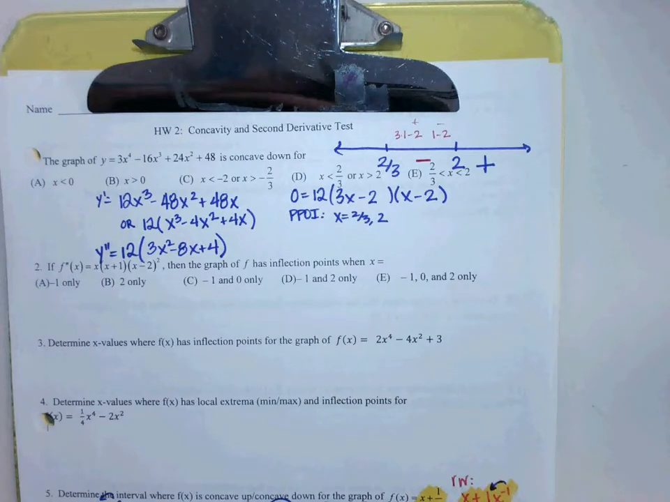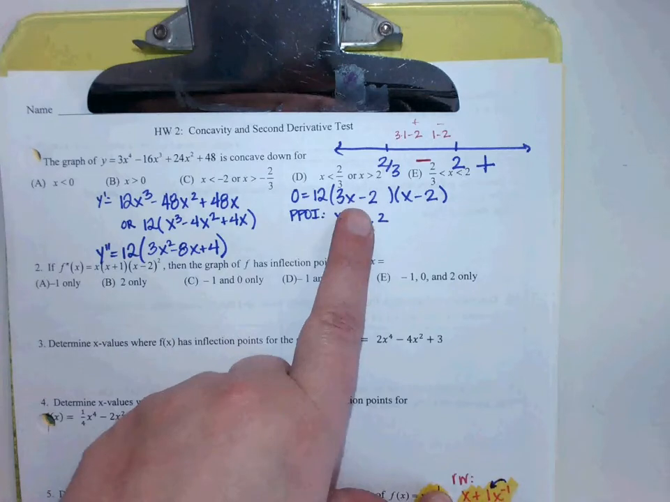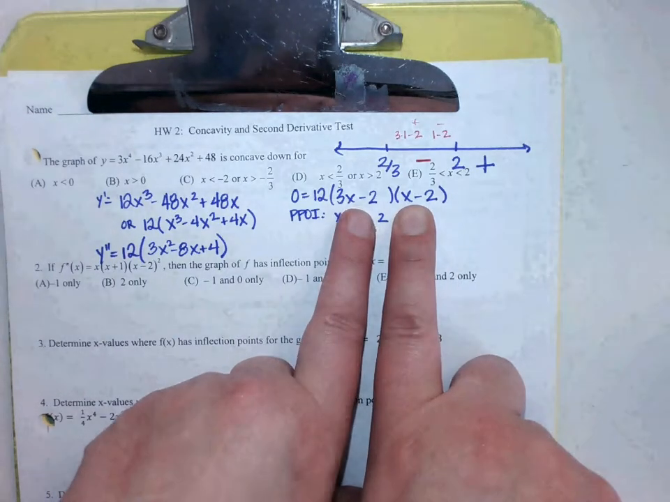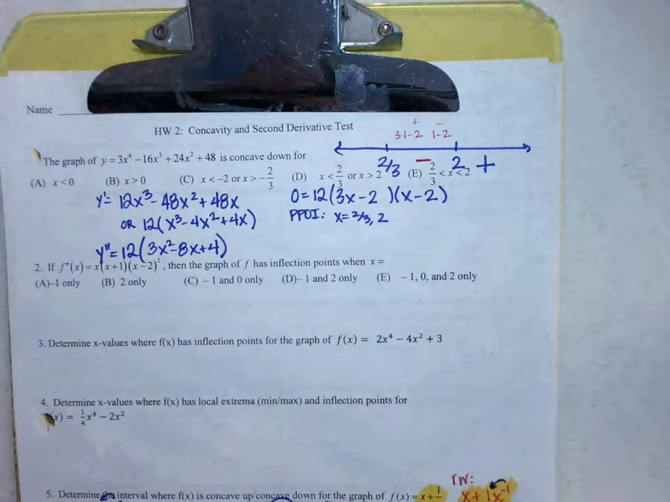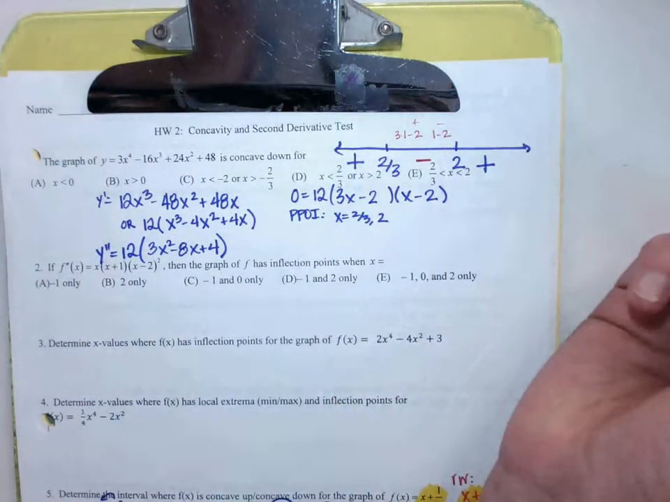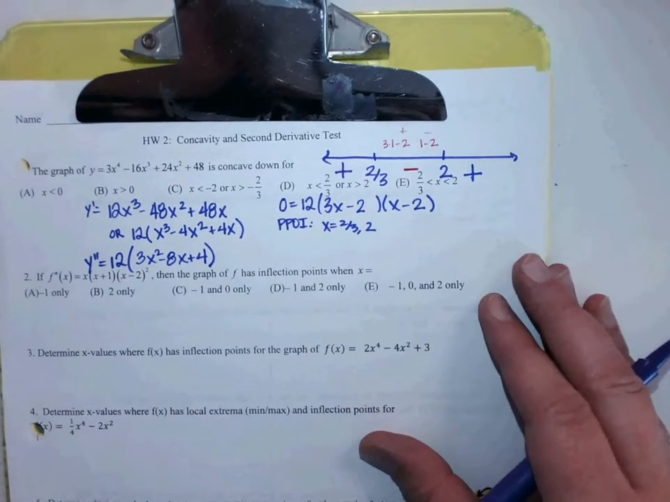Then less than 2/3, maybe I pick 0. 0 minus 2 is negative. 0 minus 2 is negative. Multiply two negatives, get a positive.